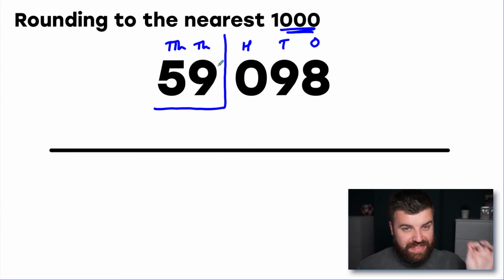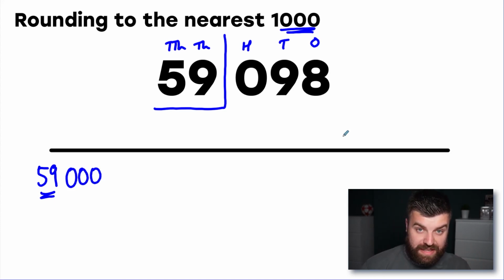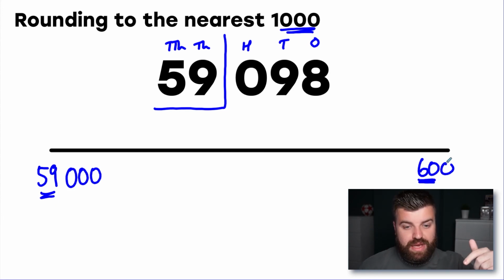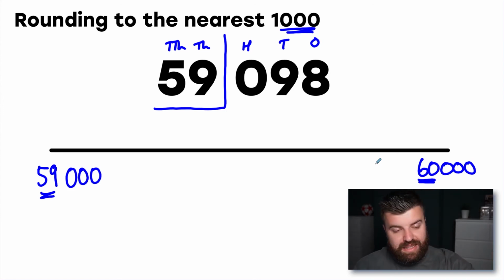That is 59,000s. Bring down 59 here, 59 thousands. What comes next after 59 thousands? It's going to be 60 thousands. So we write 60, that's our next number, and then put in 1,000. So it's either 59,000 or 60,000.